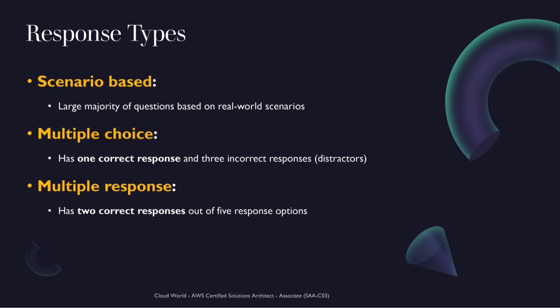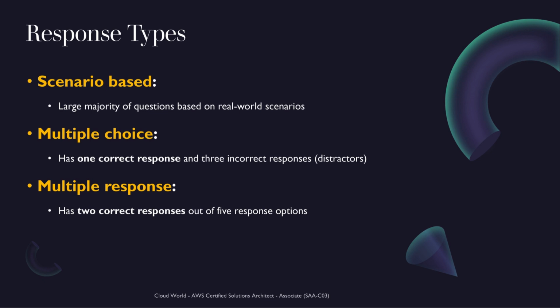There will be one correct response and usually 3 incorrect responses, which are known as distractors. Now, these distractors are usually written in a way that makes them seem as if they can be correct. However, they are not. There's always at least one thing in each distractor that makes it an incorrect answer based on the scenario in question.